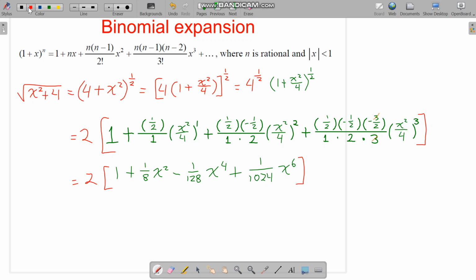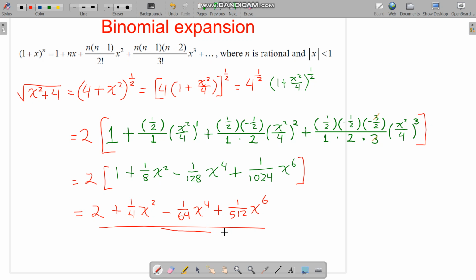And after multiplying by 2, we get 2 plus 1/4 x squared minus 1 over 64 x to the power of 4 plus 1 over 512 x to the power of 6.